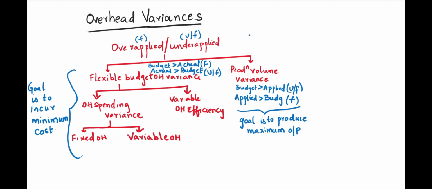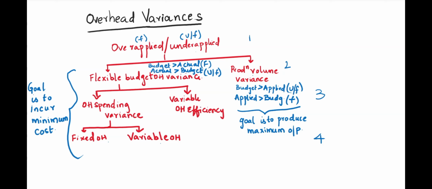This is one way, this is called two way, and after you find your flexible budget overhead variance, you're splitting this into overhead spending variance and variable overhead efficiency variance. So 1, 2 and 3, these are called three-way variances. Once you have found overhead spending variance in total, you will split this into fixed and variable overhead. Then this will become 1, 2, 3, 4, four-way variances.